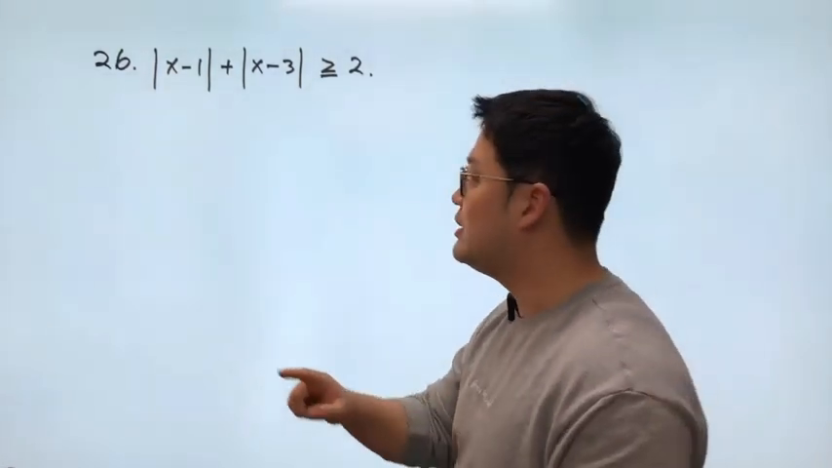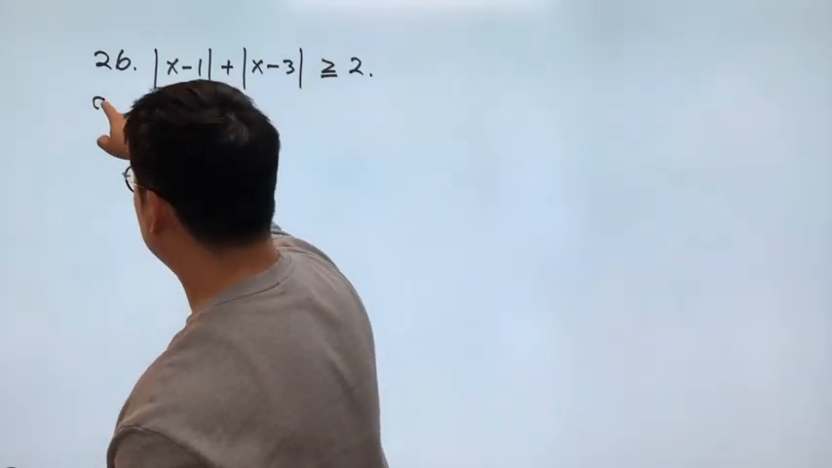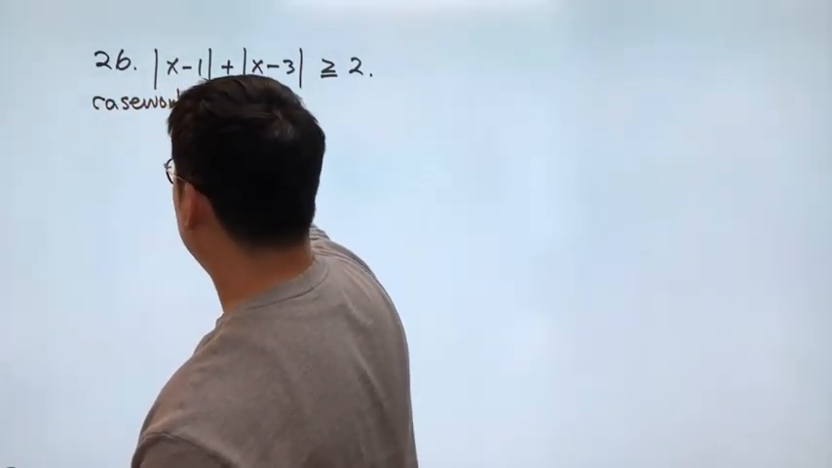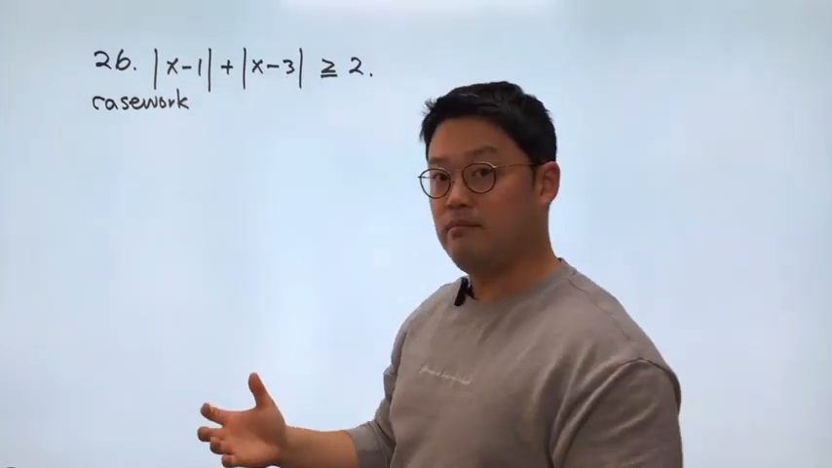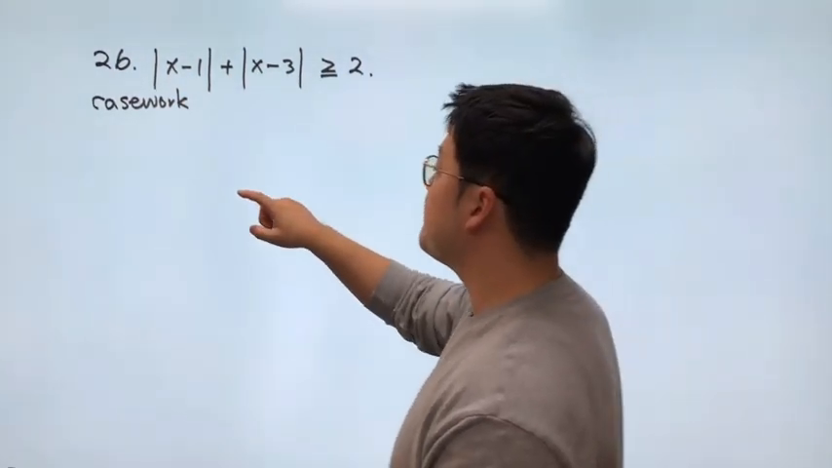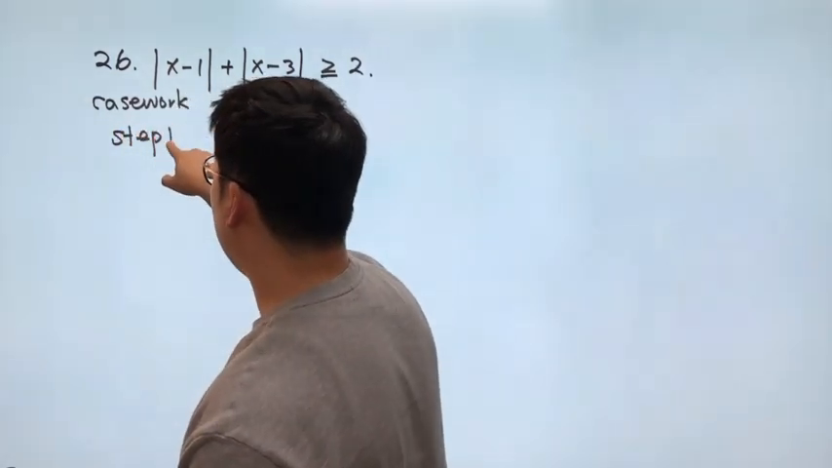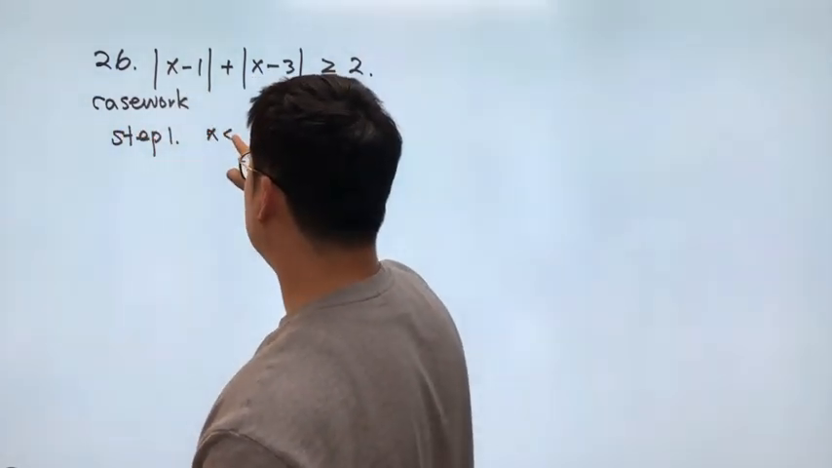So case number 1. This is going to be pure casework, and it won't be that crazy hard. So here's number 1, step 1. What do we try? We try that x is going to be smaller than 1.